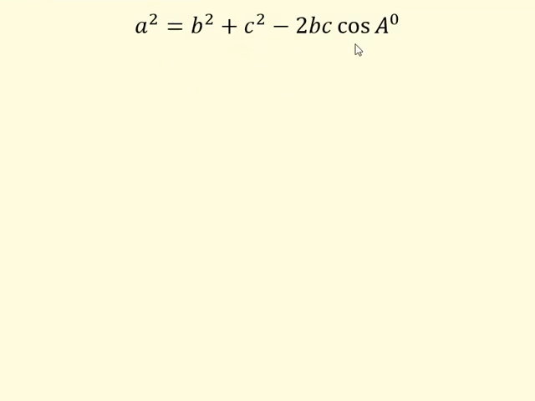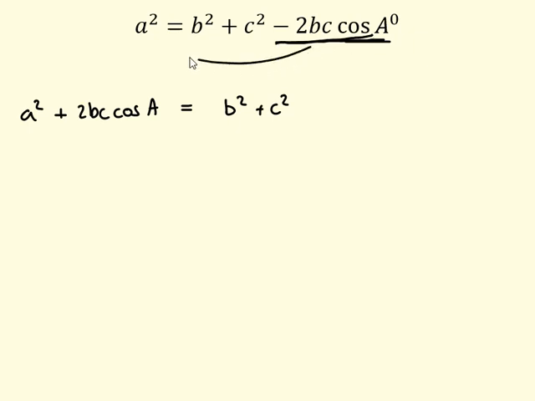Okay, so first of all, what we want to do is isolate that cos A bit. We want to get that cos A bit on its own. So how do I do that? Well, first of all, this minus 2bc, we're just going to add that to the other side. So we're going to have a squared, and then we're going to add 2bc cos A to the other side, and that's equal to b squared plus c squared. So we're just taking this bit here and adding it to the other side, just so that the minus turns into a positive by adding it to the other side.